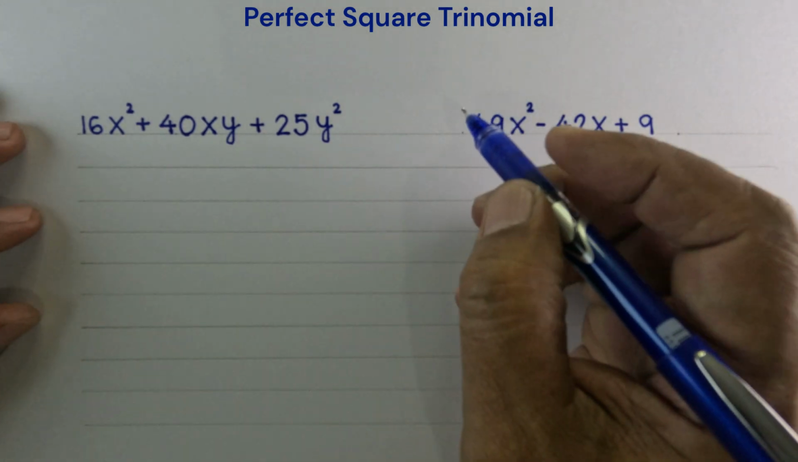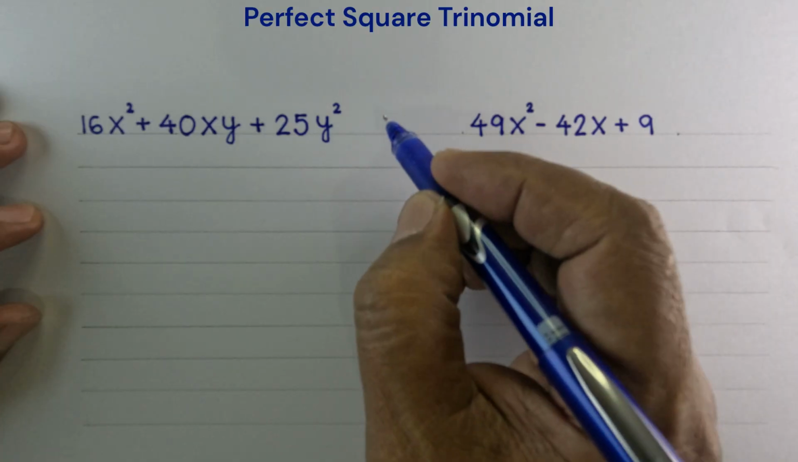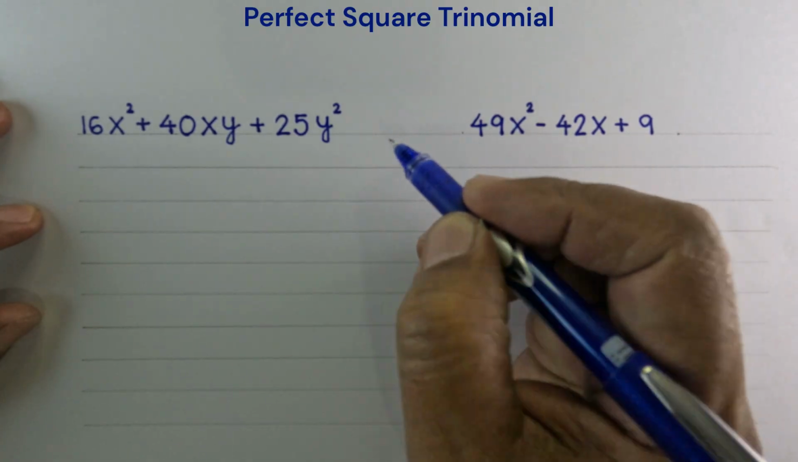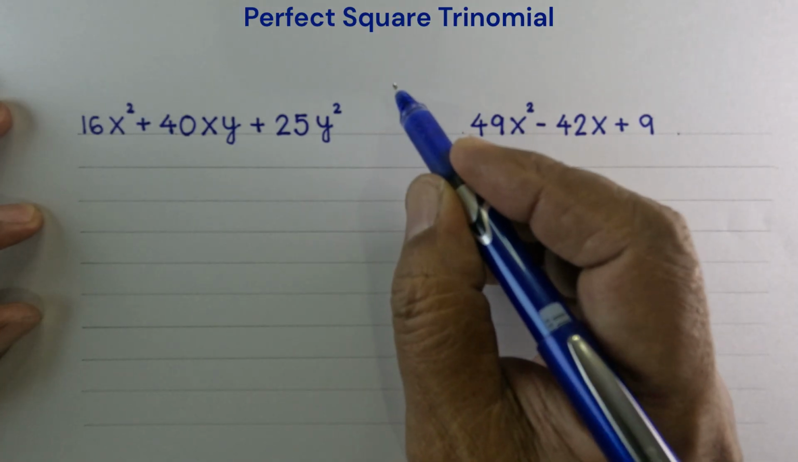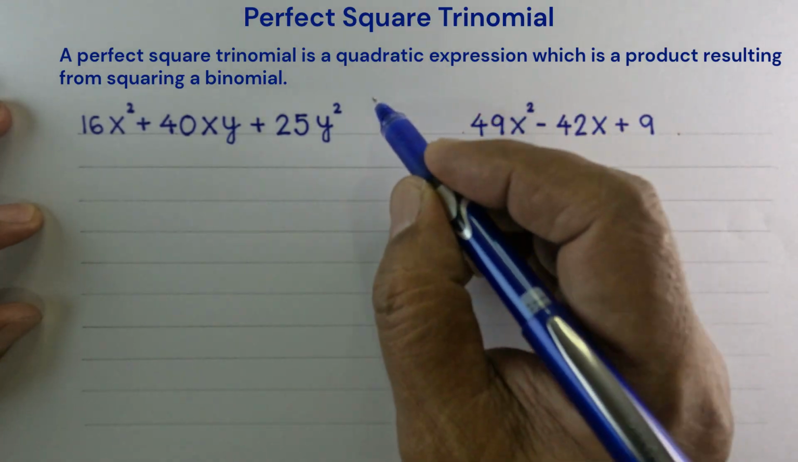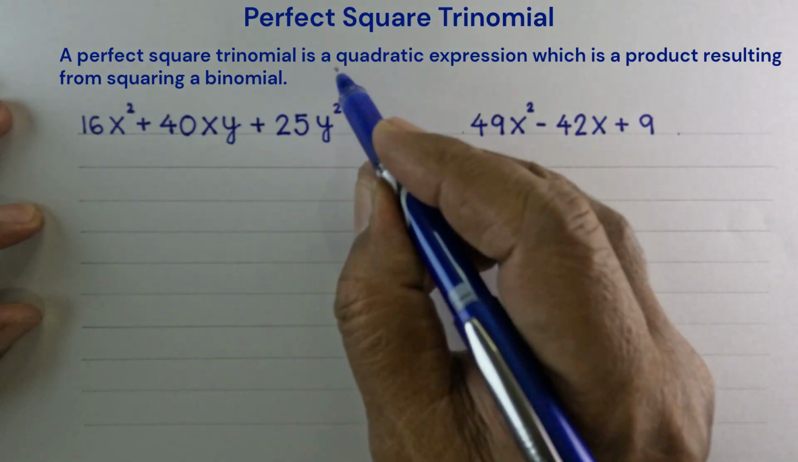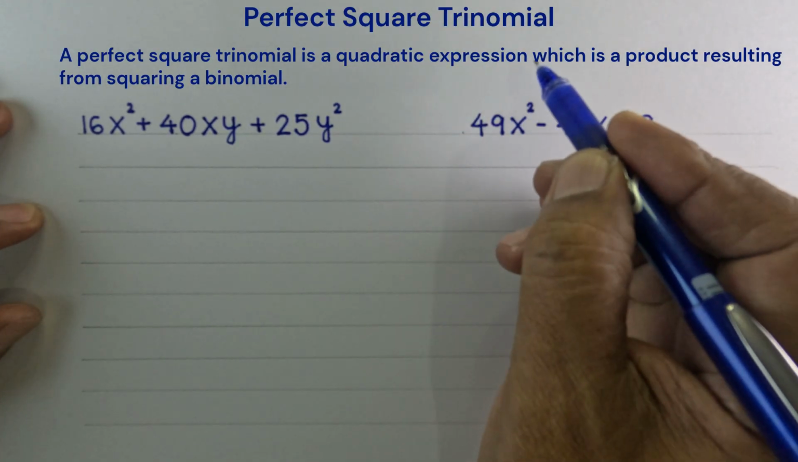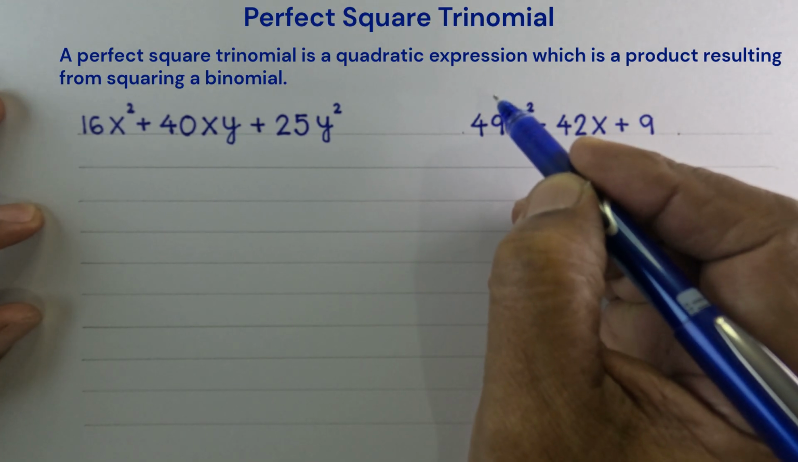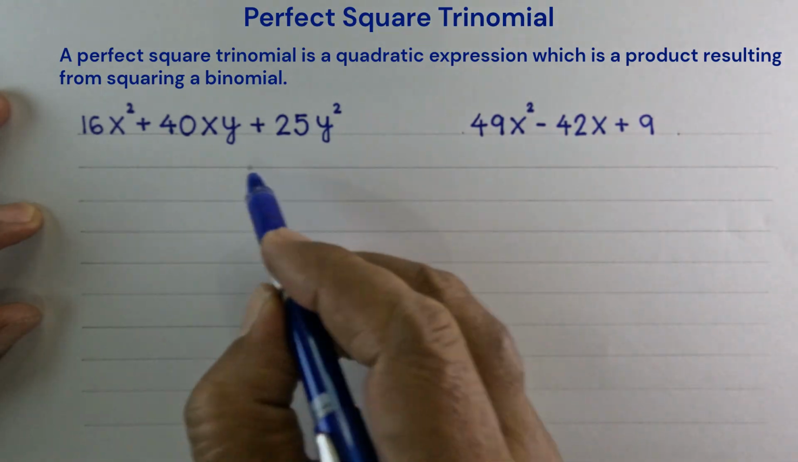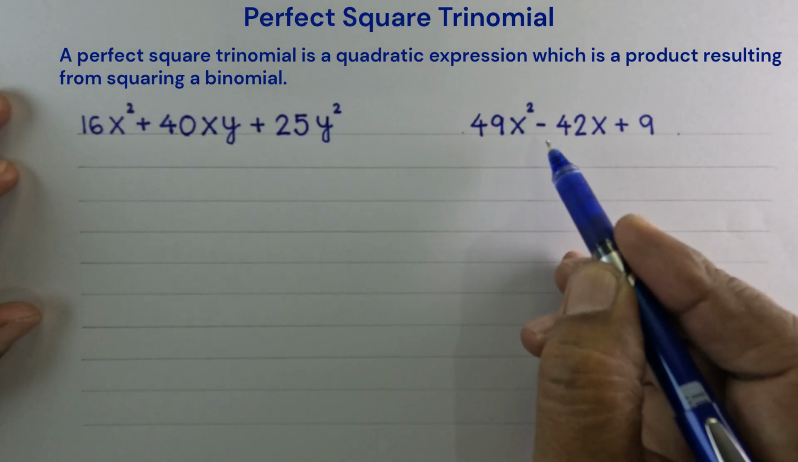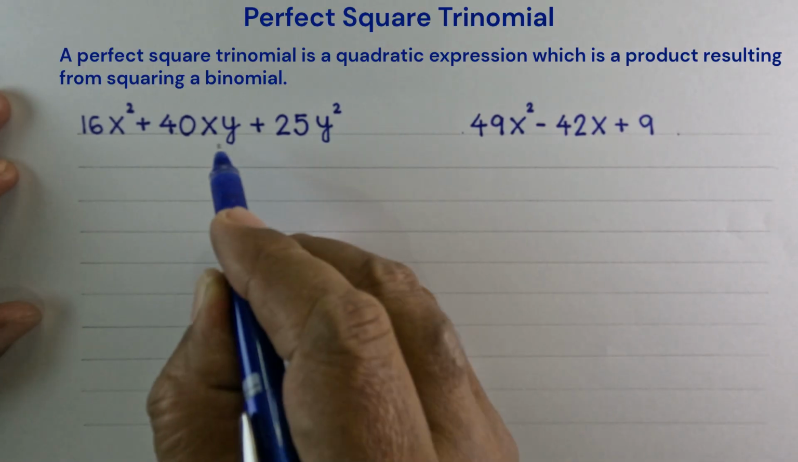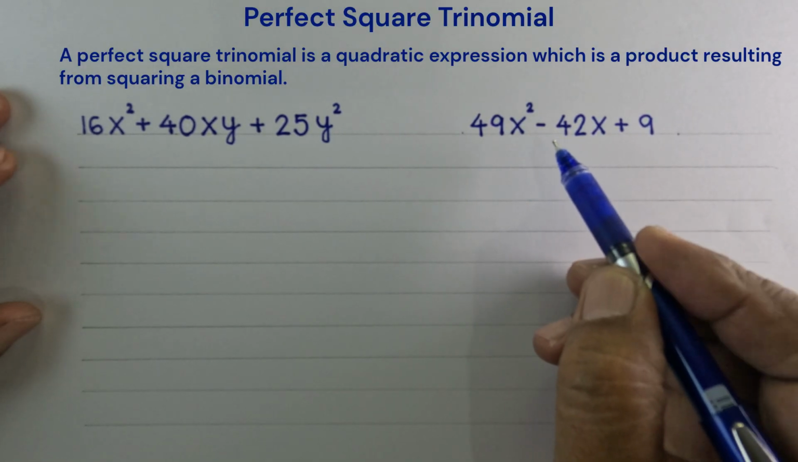Let's discuss perfect square trinomials. A perfect square trinomial is a quadratic expression which is the product resulting from squaring a binomial. Now we have here two examples of quadratic trinomials, and they are actually perfect square trinomials.